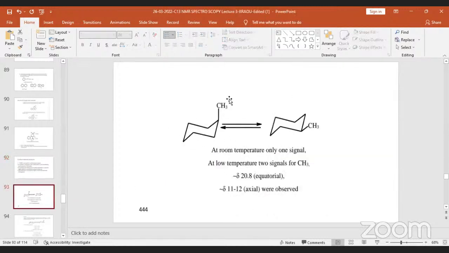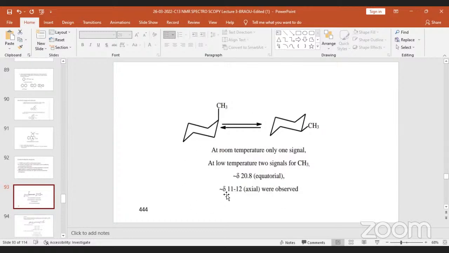So like this, see. This is the axial methyl, this is the equatorial methyl, and at room temperature only one signal is observed for both conformers because there is rapid interconversion from one chair form to another. So the axial methyl becomes equatorial, and the equatorial again becomes axial. There will be rapid interconversion, and the NMR spectrometer will not be able to see these equatorial and axial positions of CH3 separately. Therefore, it will give you an average value. That is the reason why only one signal is observed.